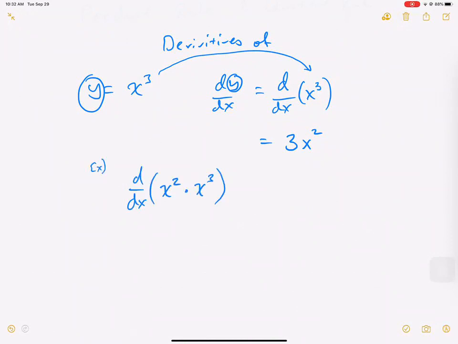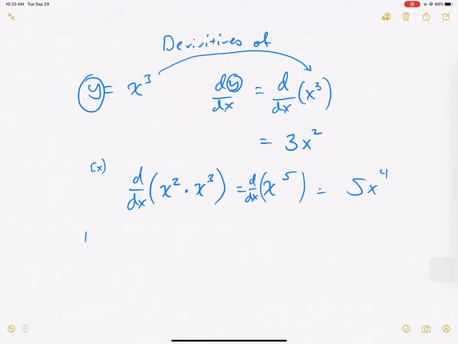Now, of course you can multiply these things together. You could have written x to the fifth, right? When we multiply powers, we add the exponents. And we could say the derivative of this is going to be 5x to the fourth. But what if you end up with a problem in which you couldn't easily multiply? So we're going to use this as our launching pad to see what the product rule is.